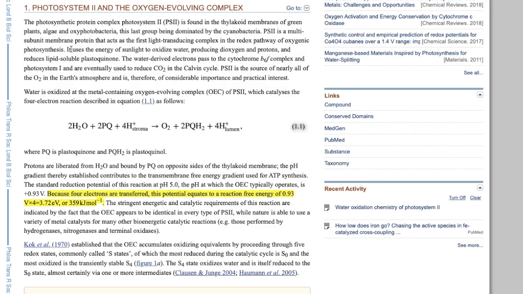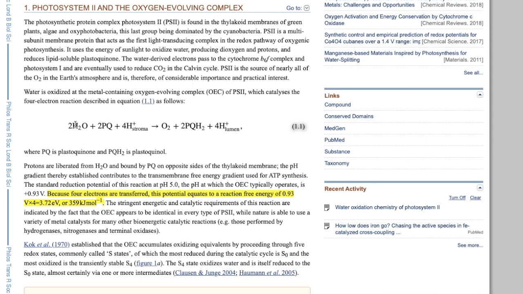Okay, so I am telling you this from a reference from a research paper, published in the Royal Society of Chemistry. It's a very good journal. So yeah, it talks about photosystem 2 and the oxygen evolving complex. Rest of the theory is given over here.